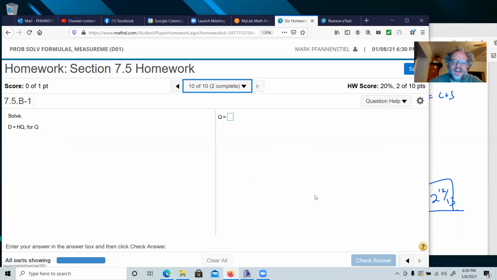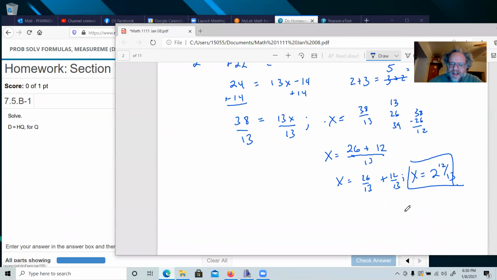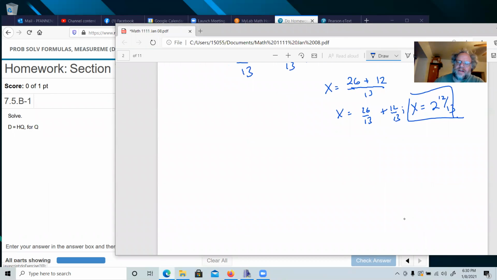Let's do the last one. Okay. Fortunately, they don't make us do a lot of this in this book. We're just going to have d is equal to h. Now, there's a times implicit here, okay? And I didn't like this problem so much because I didn't know if HQ is 1 variable or 2, but it's 2 variables. It's h times q, okay? We're solving for q, right?